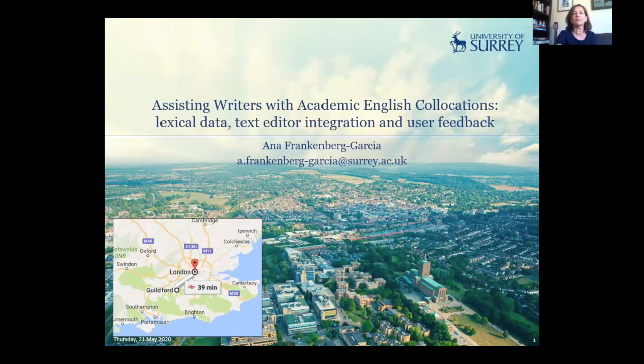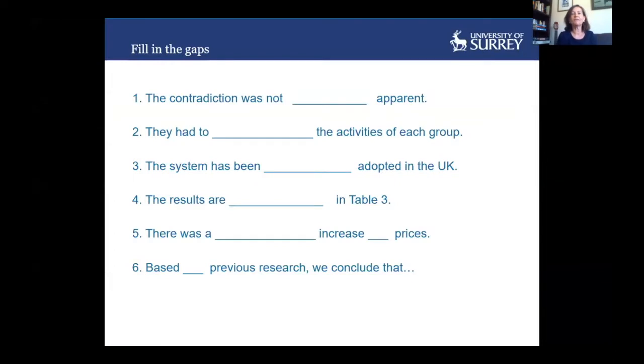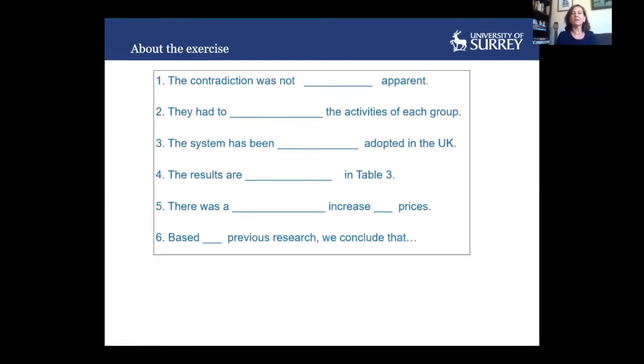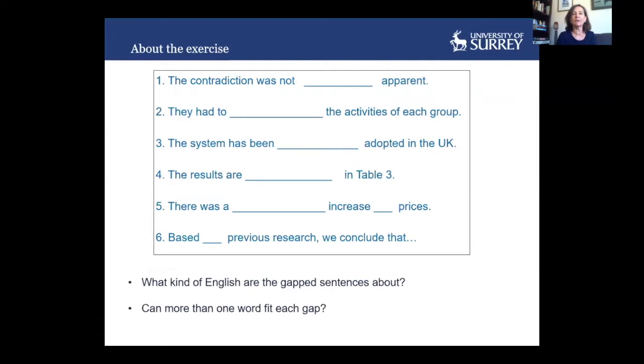Okay, so I'm going to start talking about academic English collocations by giving you a little exercise. So please fill in the gaps with the first word that comes to your mind, just in your minds. Okay, it doesn't matter if you haven't got all the answers, no one's seeing what you're doing. Let's talk a little bit about this exercise. What kind of English do you think these gapped sentences are about? And do you think you can fit in more than one word in each gap?